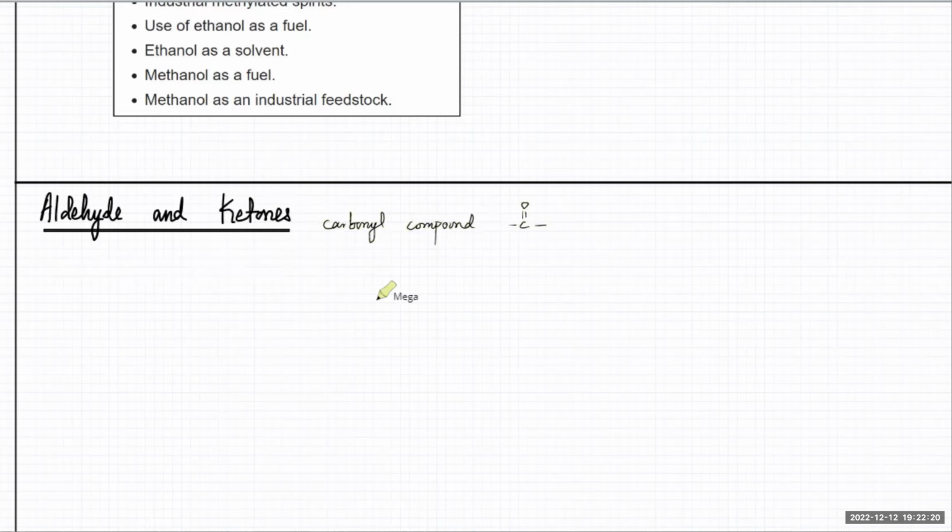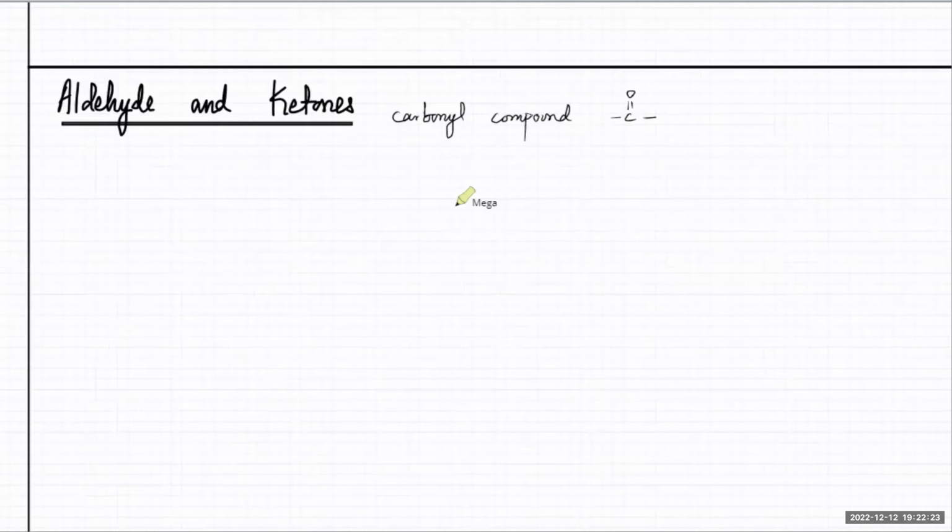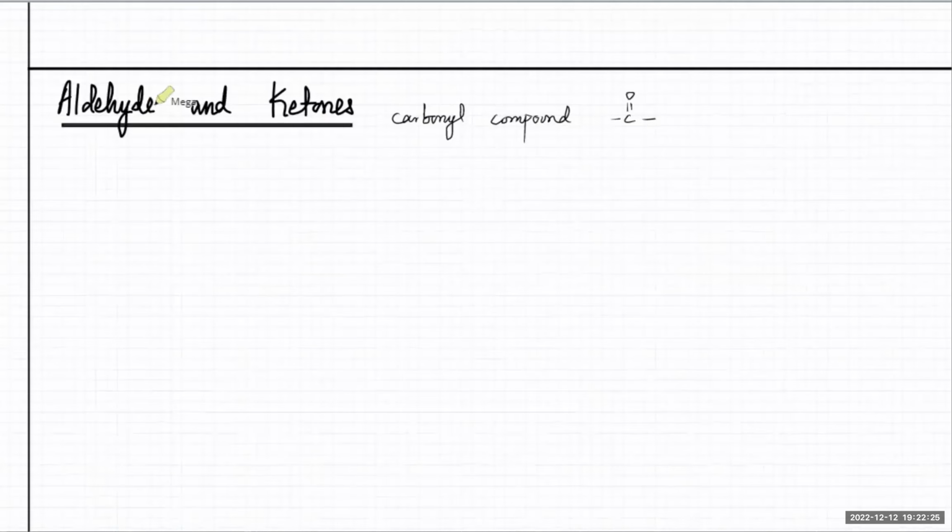Now, since that is a carbonyl compound, aldehydes and ketones, the only difference between the two functional groups is that in aldehydes the C double bond O is right at the end of the chain. So you're going to have R, C, and then double bond O, and after that there's going to be an H. In ketones, the C double bond O is somewhere in the middle of the chain. So you'll have C double bond O, and on both sides you'll have a carbon chain.